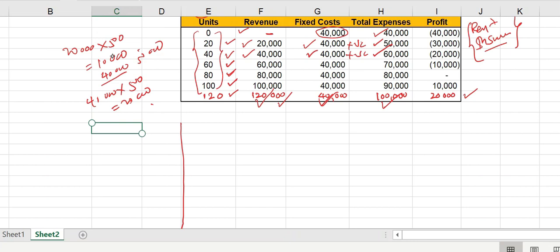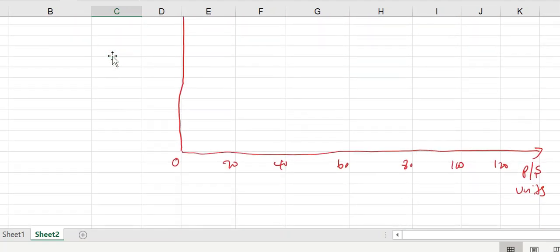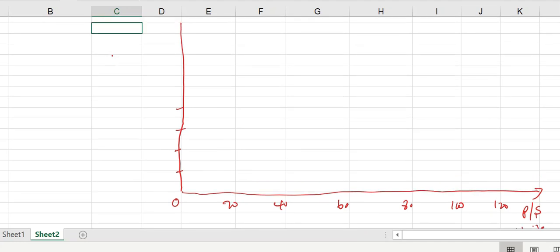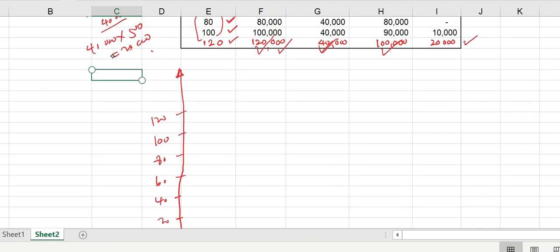Then the vertical, the total highest number of revenue is 120 million, whereas your total expense is 100 million. So therefore we'll take up to 120 million. So what we can do is, we can take 20, 40, 60, 80, 100 and 120. So this is your vertical axis, which represents revenue and the production cost.